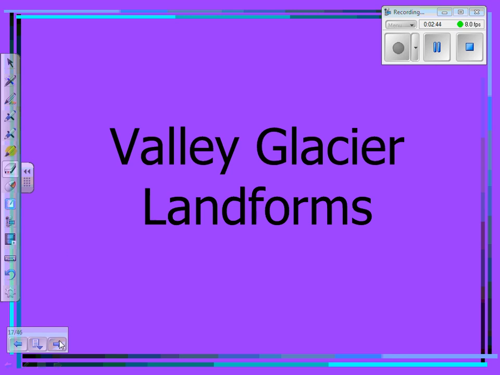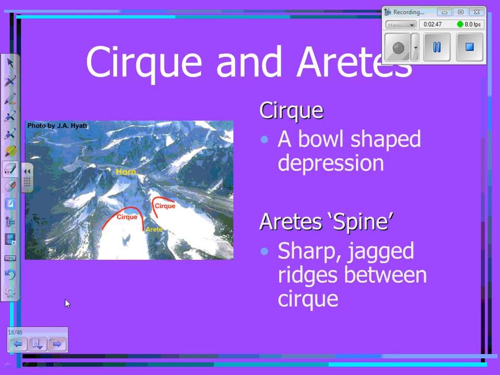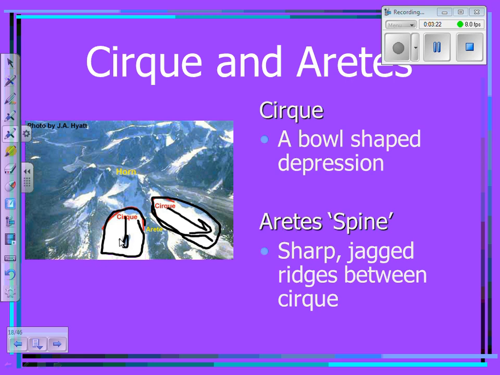Valley glacier formations. A couple of the vocabulary words that you'll see associated with valley glaciers or alpine glaciers: number one is a cirque, and this is, as it says, a bowl-shaped depression. Good illustration here of a couple of cirques. Snow accumulates in these bowls, and as it accumulates, it's going to start to get massive, and it's going to want to move downhill. Gravity's pulling it down.